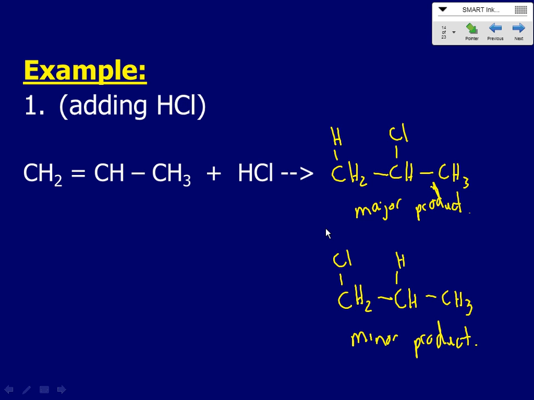Let's name the major product. What's the main chain in this guy? Again, you have to think of this as being a CH3. So what is this guy? Propane. And where's my branch? What carbon is it on? So it's a 2-chloro. 2-chloropropane. And what's this one?